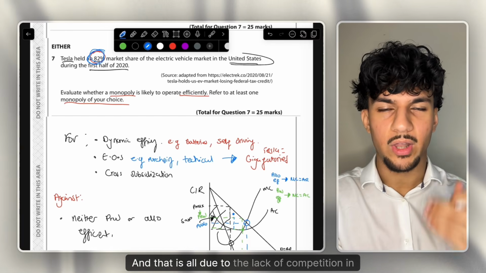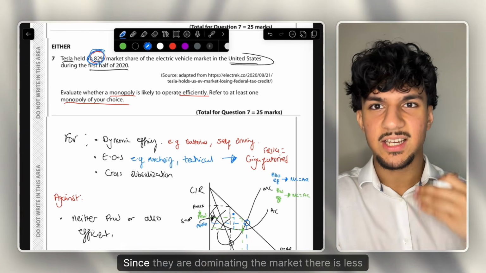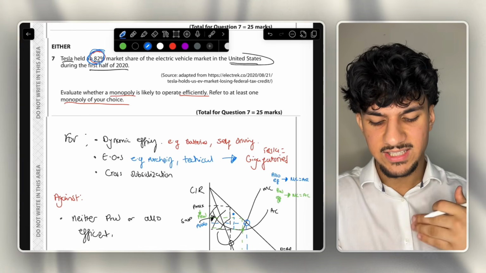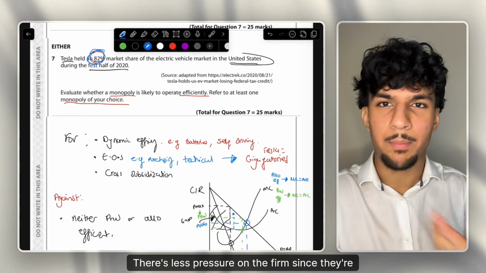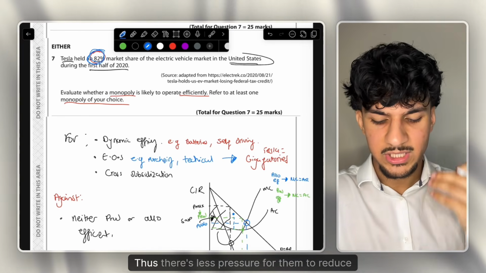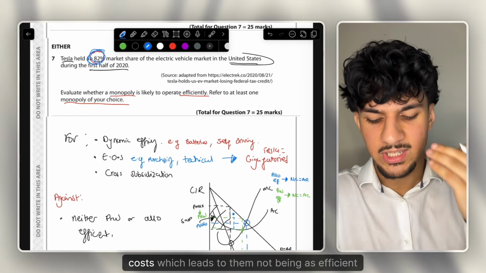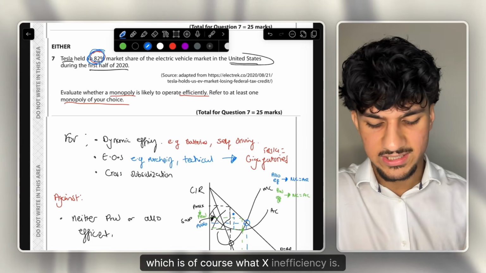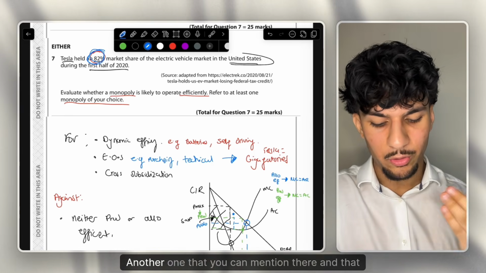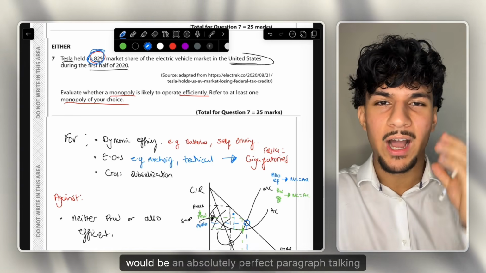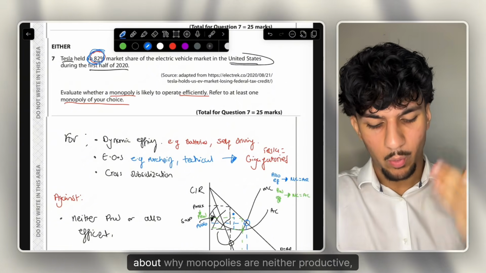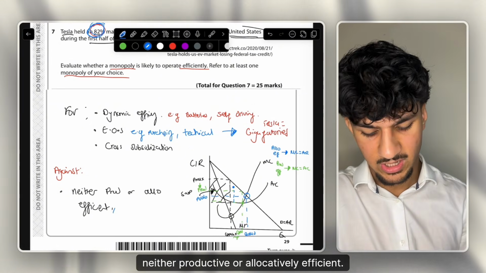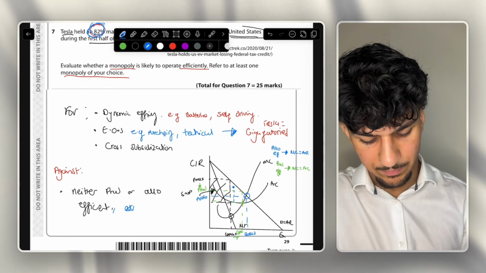And that is all due to the lack of competition in the market. Since they are dominating the market, there is less incentive for them to innovate. There's less pressure on the firm, since they're already the biggest in the market. Thus, there's less pressure for them to reduce costs, which leads to them not being as efficient as they can be, which is of course what X-inefficiency is. So 100%, that is another one you can mention, and that would be an absolutely perfect paragraph talking about why monopolies are neither productively nor allocatively efficient, and then also mentioning X-inefficiency.